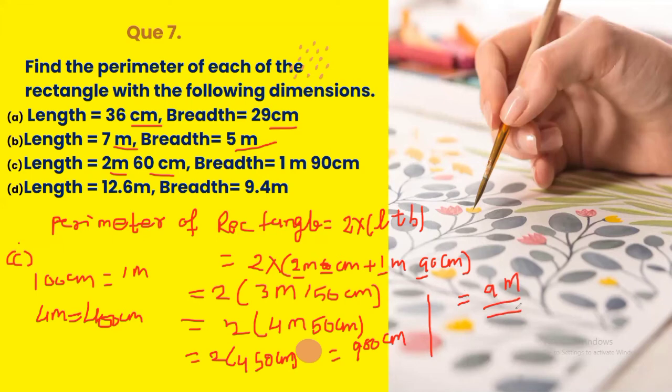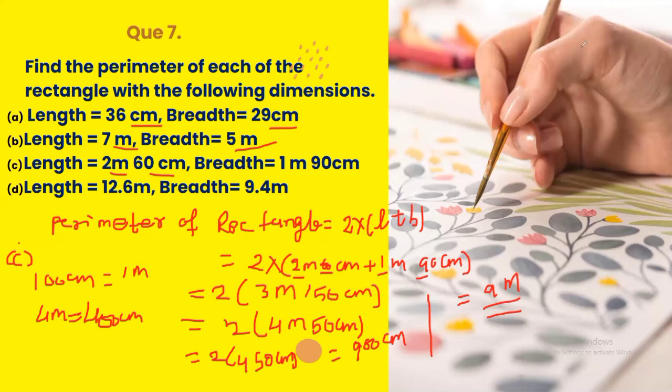Got it? So remember one thing, if you want to convert meter into centimeter, you need to multiply by 100. And if you're going to convert centimeter into meter, you need to divide by 100. So I first converted meter into centimeter, and then centimeter into meter. So answer will be 9 meter. This is the perimeter of the C option if length and breadth are given. Got it? Now I am going to tell you about the question number 8.